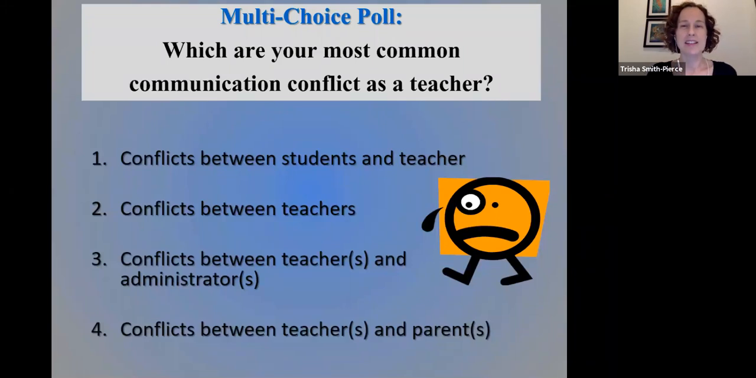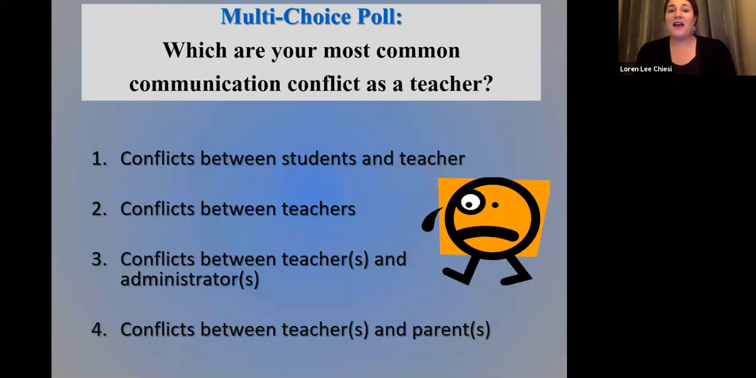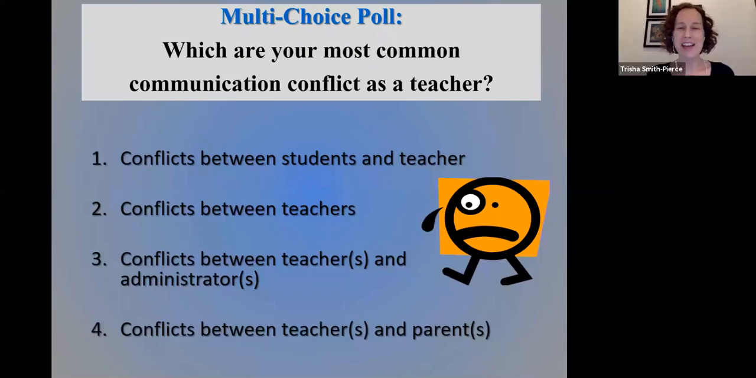Okay. Here are our results. So it looks like number one, conflicts between students and teachers at 73%. That's quite a margin. I mean, granted, they could do two if they wanted, but still that's so high. That says something. Absolutely. And I'm really glad that we'll be talking about that later on in the presentation. Okay, excellent. I'll stop sharing that now and we'll go forward.